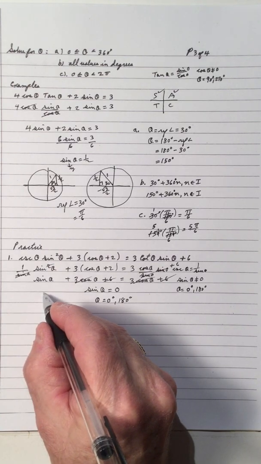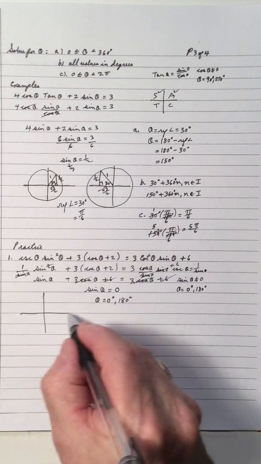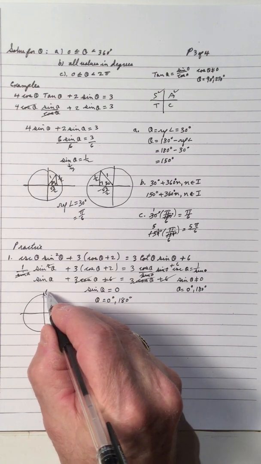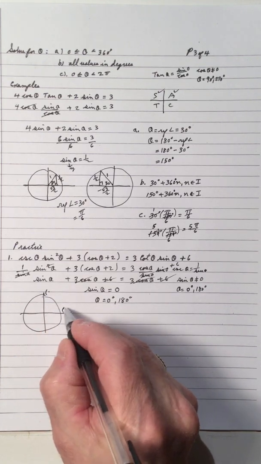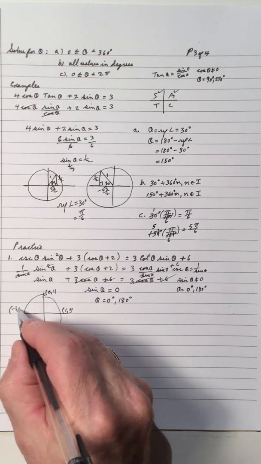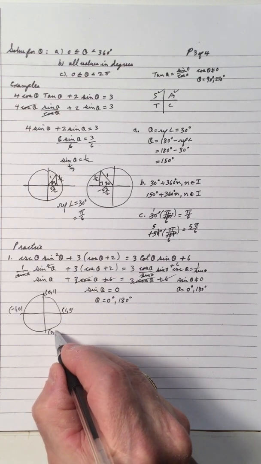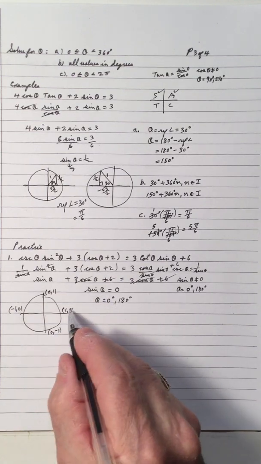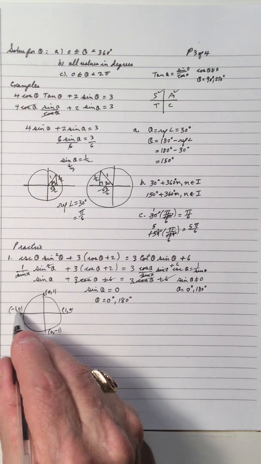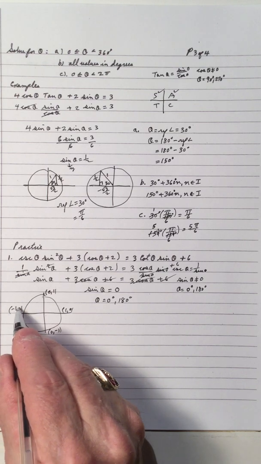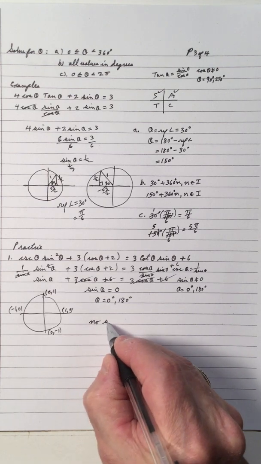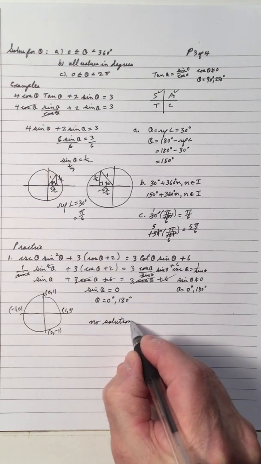Let's check the circle just to make sure. Sine is 0. This is 1, 0. This is 0, 1. This is negative 1, 0. This is 0, negative 1. So sine is the y. So the y is 0 right there. So that's 0 degrees. The sine, y, is 0 there. So 180. So we can't use those. So we say no solutions to this equation.